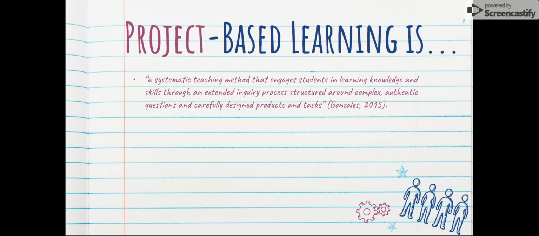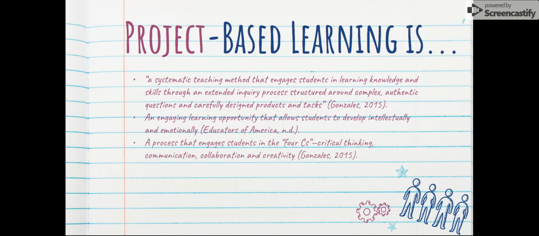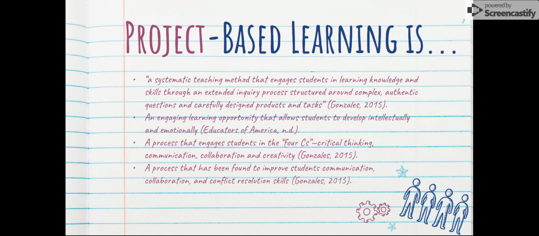It's also an engaging learning opportunity that allows students to develop both intellectually and emotionally. They'll learn social emotional skills from working together throughout this process, and they'll gain academic knowledge related to the topic. It also engages students in the 4 C's, which are critical thinking, communication, collaboration, and creativity. And it is also a process that has been found to improve student communication through collaboration and conflict resolution skills. Because there is a lot of small group working together, they may have different opinions about what they think the solution may be or the process they want to take, and it allows students the opportunity to work through some of those with conflict resolution.